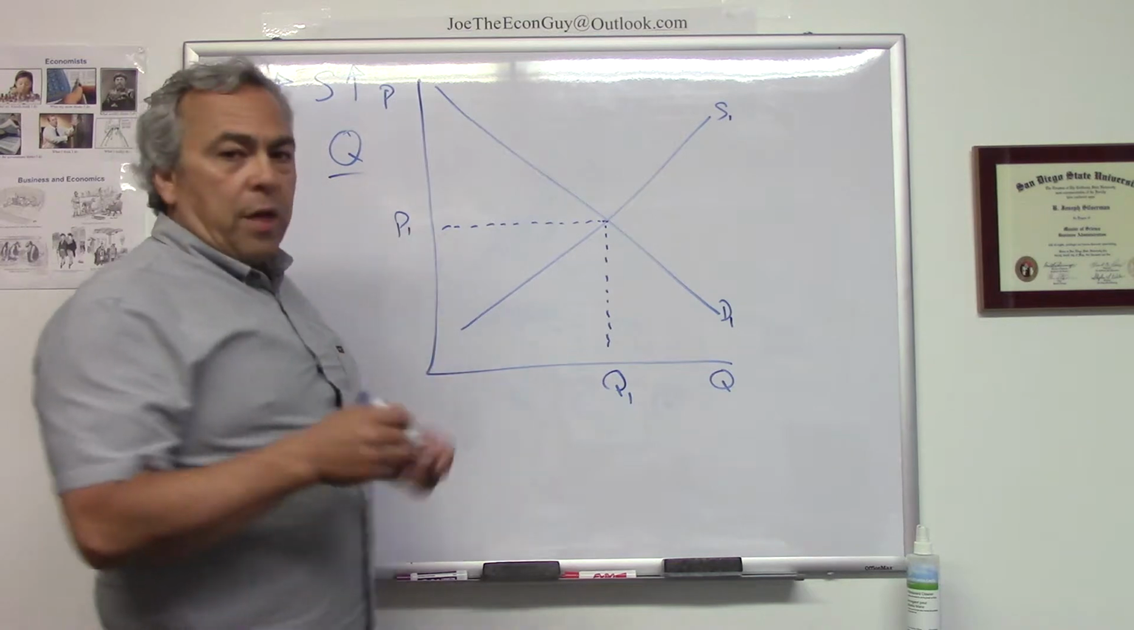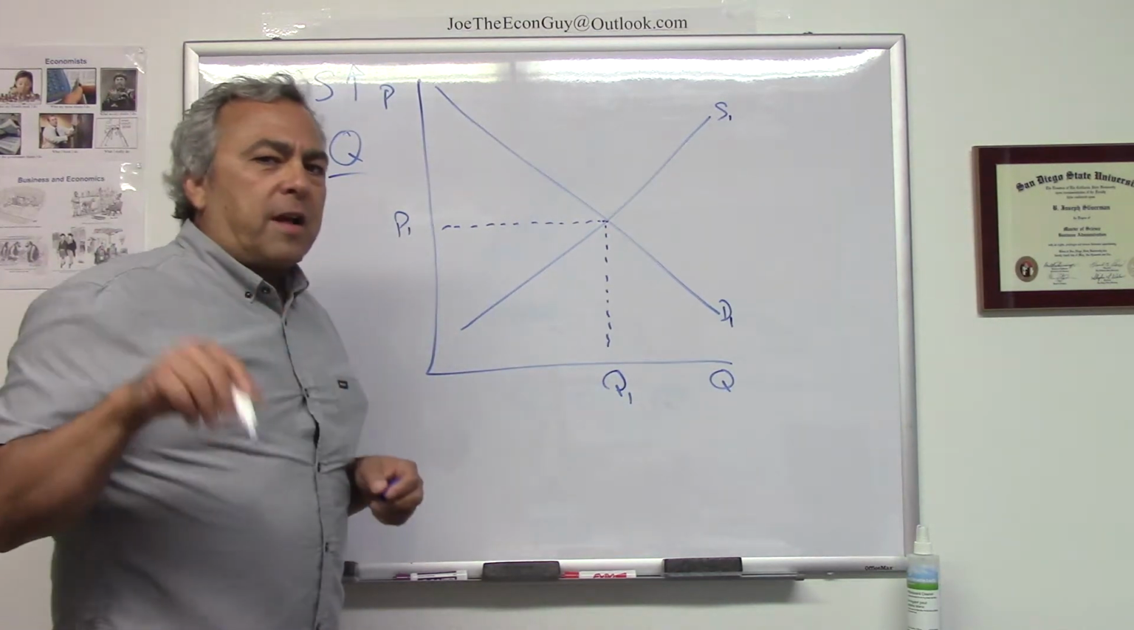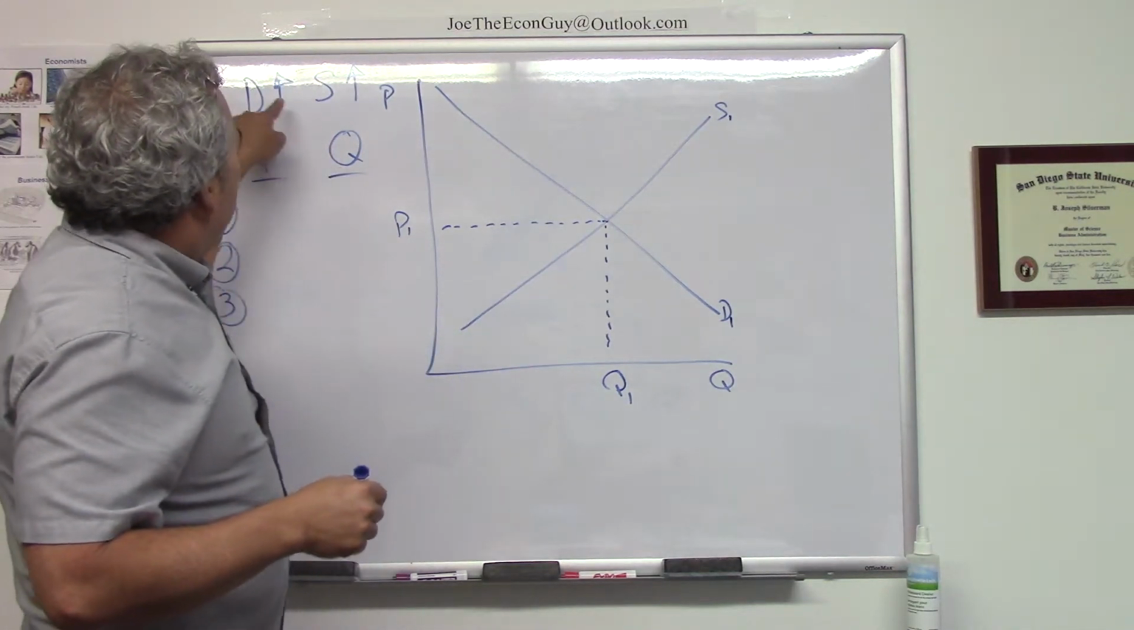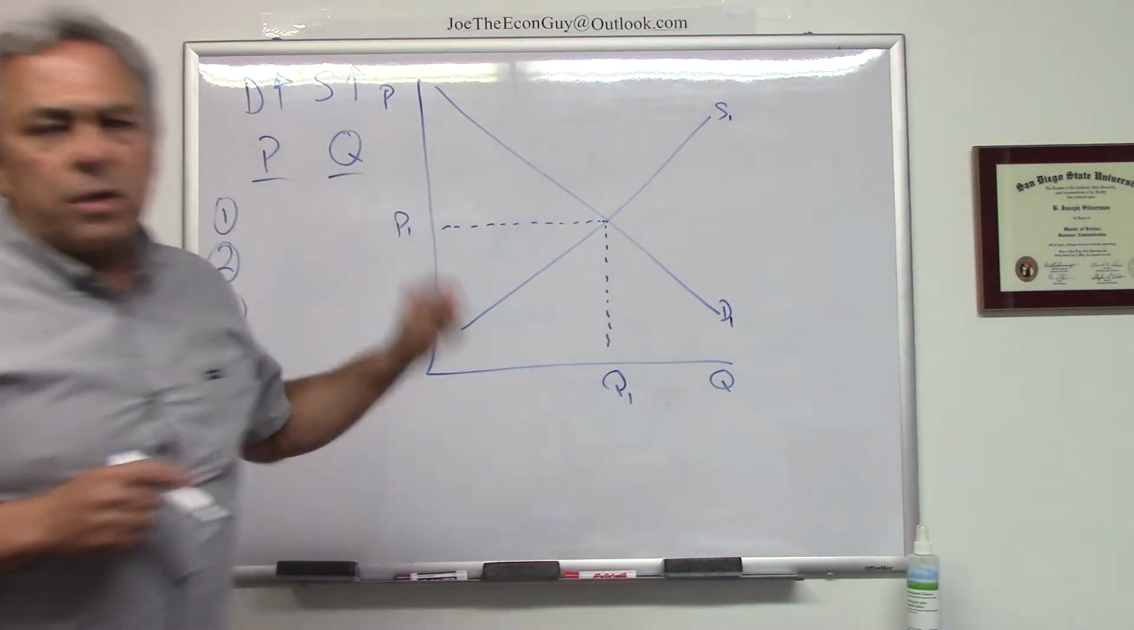So I'm doing the one that's kind of in the middle of that matrix, like the middle square of the tic-tac-toe box. And what we're going to do is look at what happens to price and quantity when demand increases and supply increases. Does that make sense? I want to do something real quick.